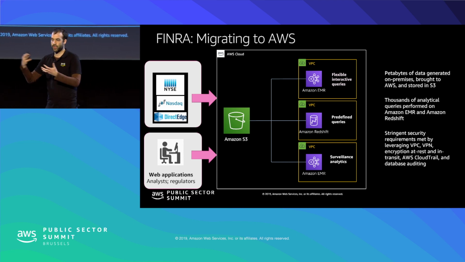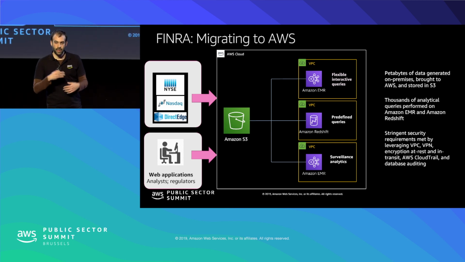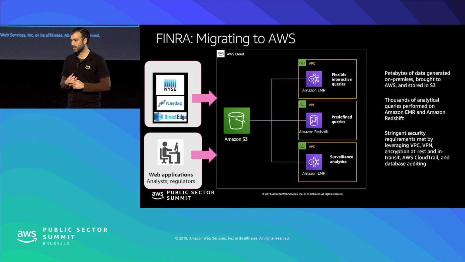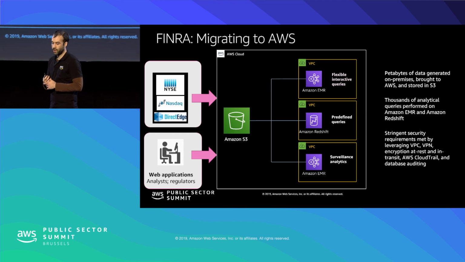So they have, for instance, Redshift for predefined queries, and then they have different EMR clusters. They have multiple EMR clusters, not just two, as in this diagram. They have multiple EMR clusters to do interactive analytics or surveillance analytics to detect fraud, etc.